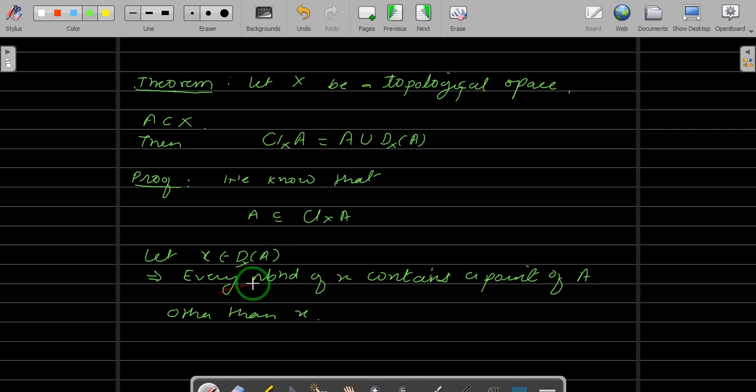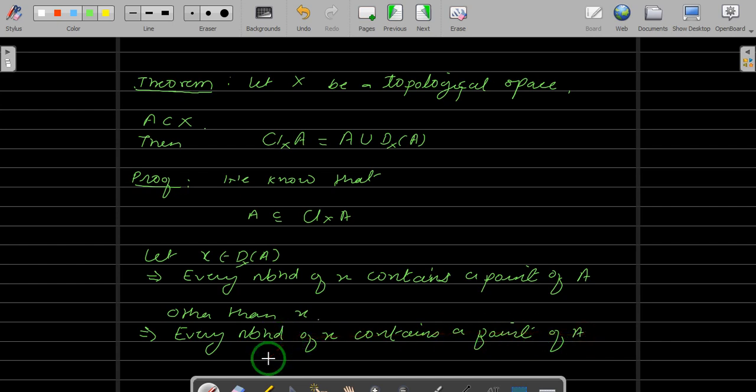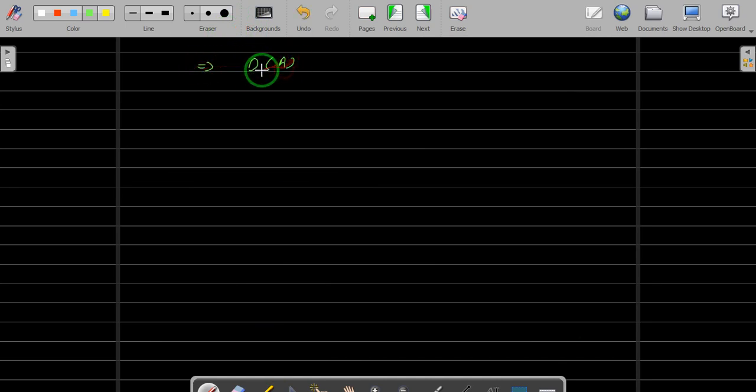Some authors also use this as a definition to define a closure of A. So this implies every neighborhood of X contains a point of A other than X, and of course this will imply it may not be other than X. So every neighborhood of X contains a point of A, need not be other than X, it may also be equal to X, and this implies X belongs to closure of A in X. We have taken a point in derived set of A and we proved that this X is also in closure of A. This implies derived set of A in X is a subset of closure of A in X. So from the equations we have given, this implies A union derived set of A in X is a subset of closure of A in X.